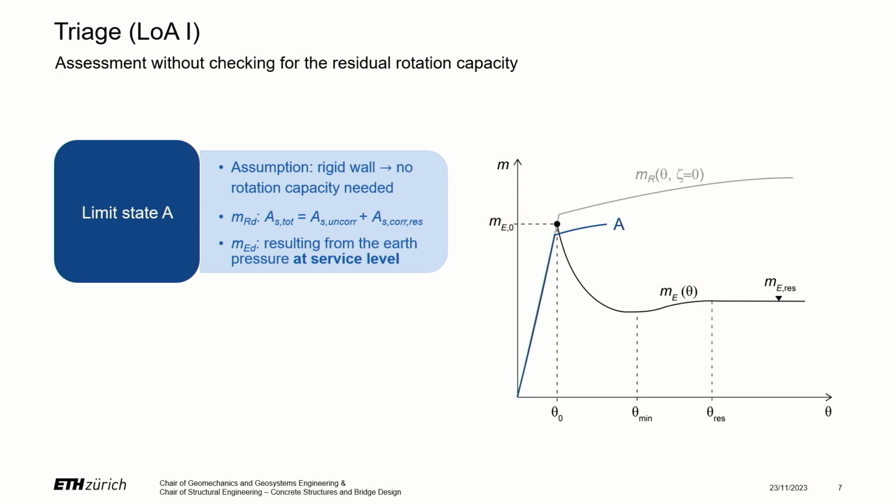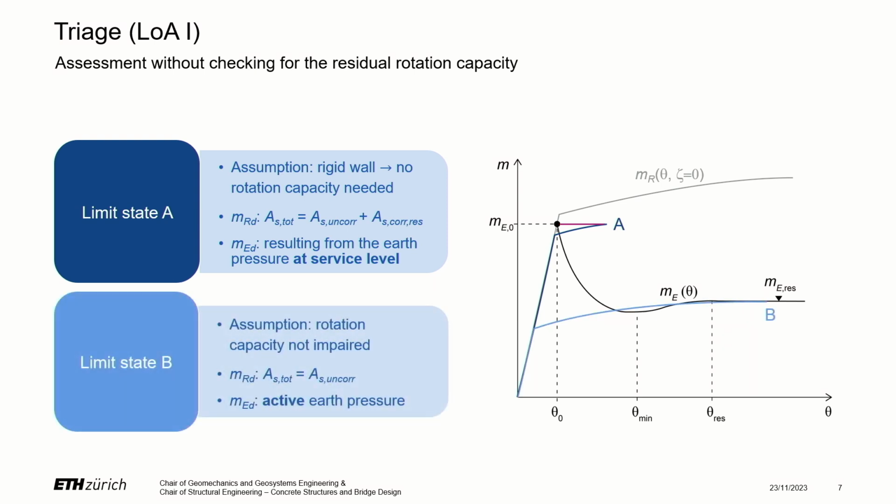To do that, however, we have to assume that the corroded bars have no further deformation capacity. So we have to consider the wall to be rigid. And in this case, the acting moment results from the earth pressure at service level, so what we have right now at this state.